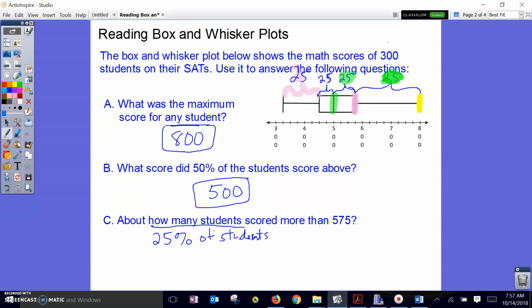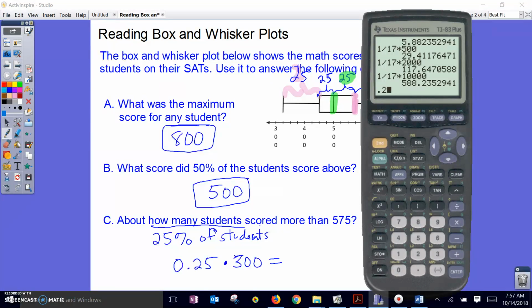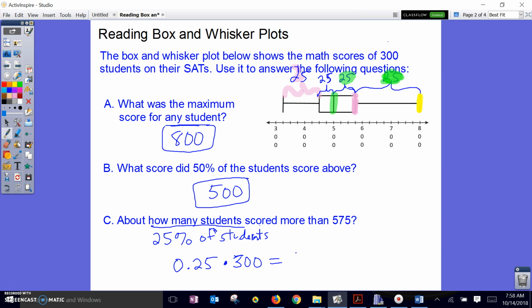Now we're going to use the probability that a student scored above 575 and use it to predict how many students scored more than 575. We'll take that probability and we'll multiply it by the number of students in the population. There are 300 students represented by this data set. And so we'll take 0.25 times 300, and we get that there are 75 students who scored above 575. Alright.